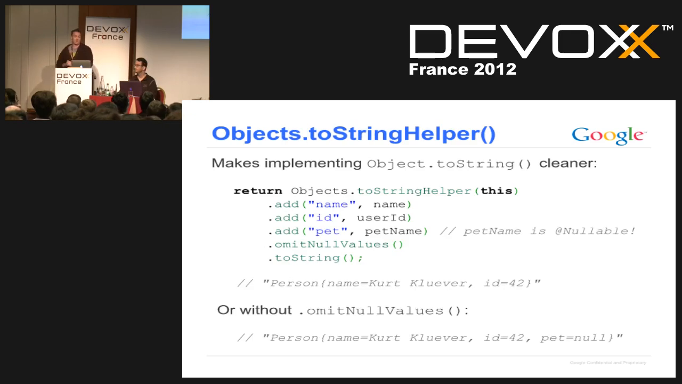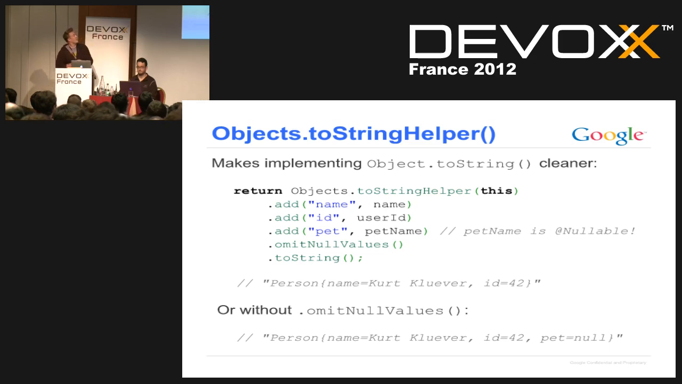Moving on, this is a completely separate API, but this is something that makes implementing Object.toString a lot easier. So instead of using a bunch of string concatenations or a StringBuilder to build up your toString return value, this Objects.toStringHelper makes it a lot easier. So basically invoke it like this. You keep adding on all the different primitive types or other objects that you have as the fields in your class, and then you just call toString on it.